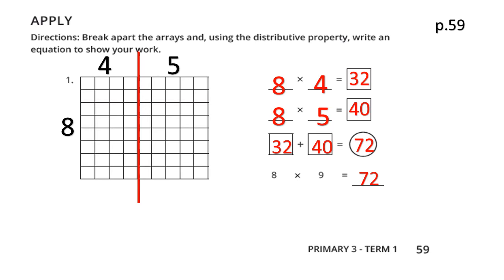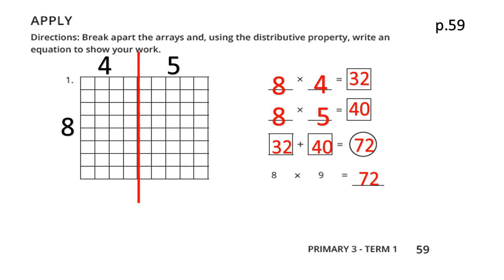Now, this is the meaning of the distributive property. What's the meaning of the distributive property? We can break one of the numbers into smaller parts to make it easier to multiply. That's why I break 9 into 4 and 5. So this is 9 here. I break it into 4 and 5, and write the first equation and the second equation. And I find the sum of the two products here. So 8 times 9 equals 72.